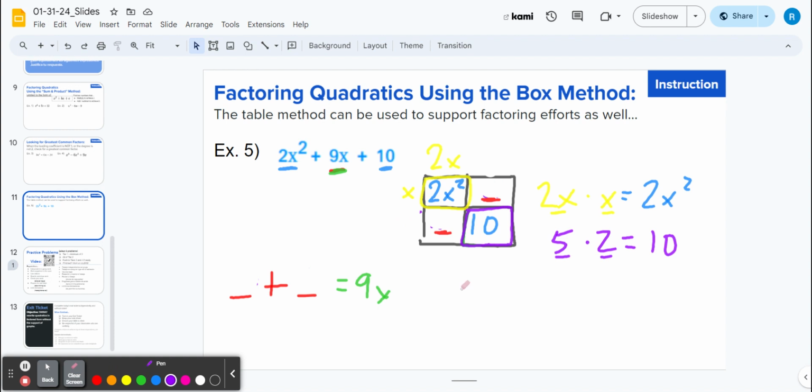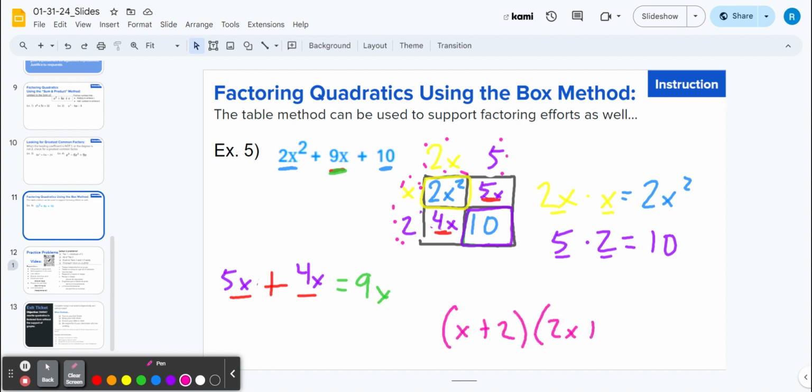So I'm going to put the 2 on the side now. I'm going to put the 5 over here. So now we get 5x here. On the top right, we get 2x times 2 is 4x. And if I add those things up, 5x plus 4x, that does equal 9x. So I'm all okay there. So finally, our answer is going to be basically this x plus 2 times this 2x plus 5. That is going to be our factored form.